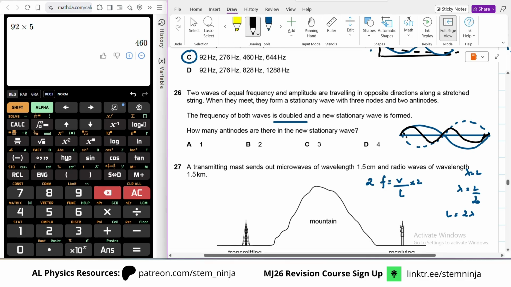Yeah, and similarly like this. So as you can see, you will now have 4 antinodes. A, 4 antinodes.